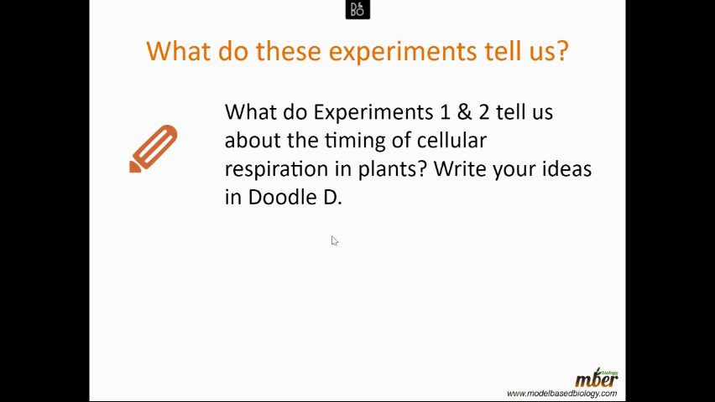So what do experiments 1 and 2 tell us about the timing of cellular respiration in plants? So basically the question is, does cellular respiration occur all the time? Does it occur only in the light, only in the dark, only in the day, only at night? Are the options.